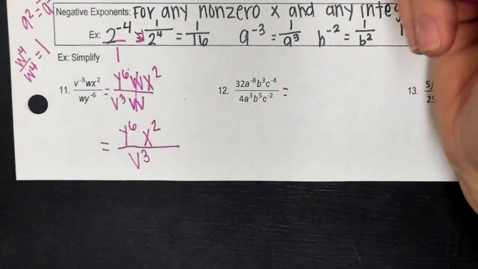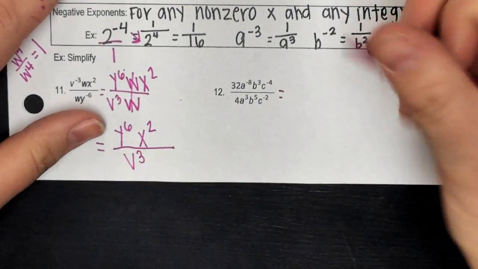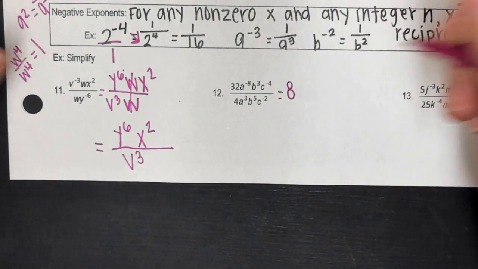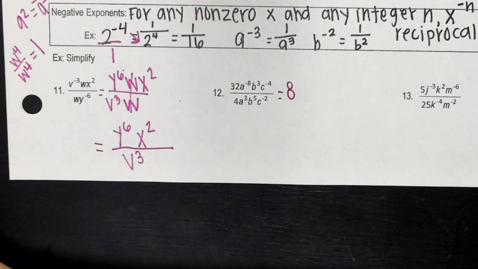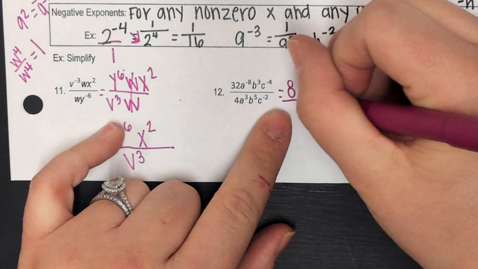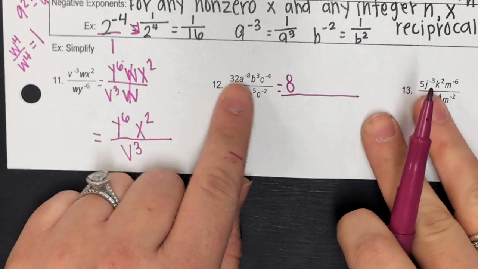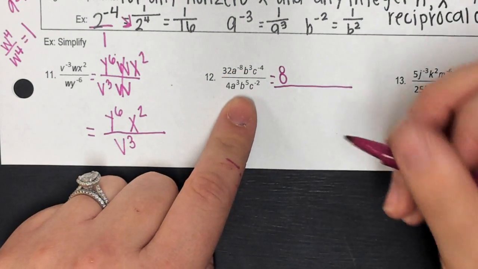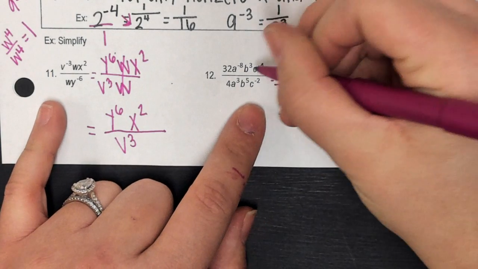32. Guys. 32 divided by 4 is? 8. Thank you, Vanessa. Focus. It's 8. Okay, now that I have 32 and 4 taken care of, let's rewrite to make everything positive. A to the negative 8. Where does it need to go to become positive? To the bottom. Okay, I took care of that one.